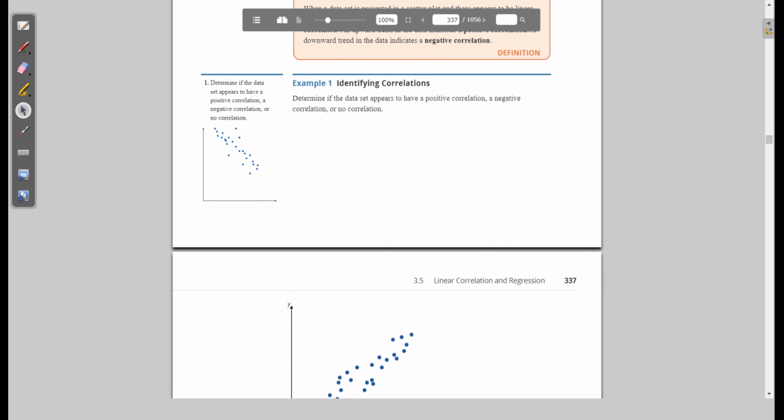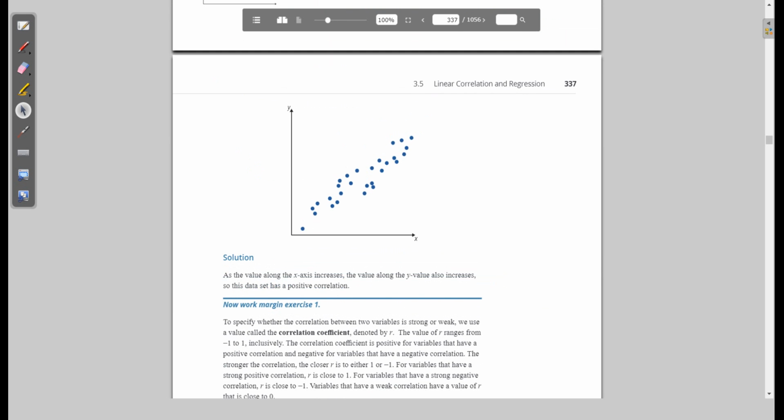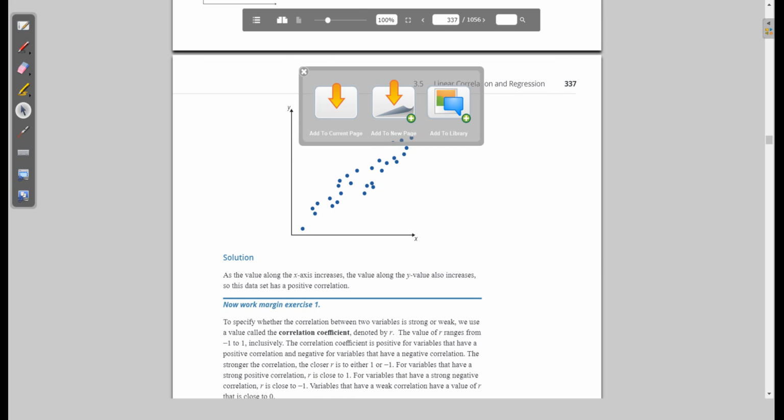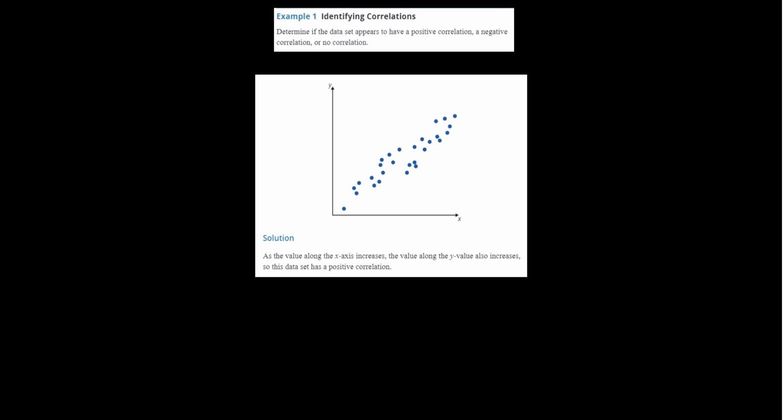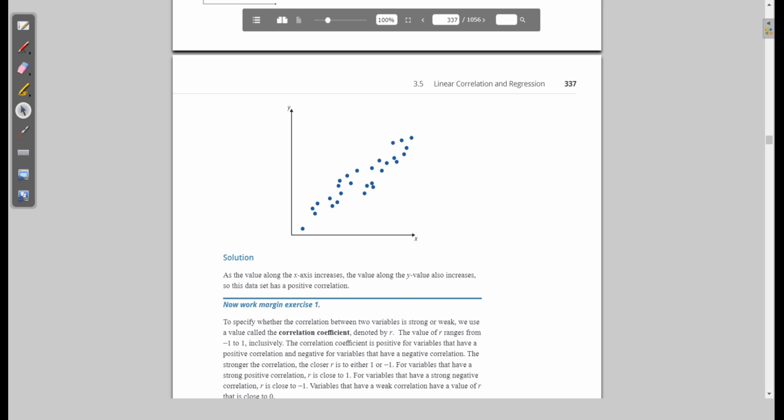Okay, so example one. This seems pretty easy, but let's go ahead and check it out. Example one reads, determine if the data set appears to have a positive correlation, a negative correlation, or no correlation. We're obviously having a positive slope here, right? We're going up as we're moving to the right. So this is obviously a positive correlation that we see here. So hopefully all the test questions are like that, right?